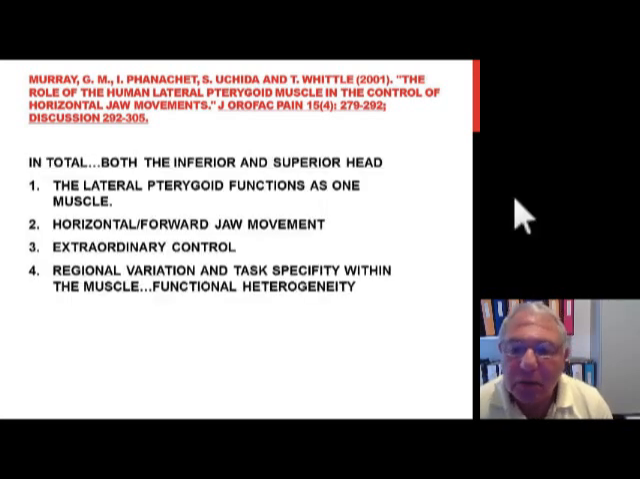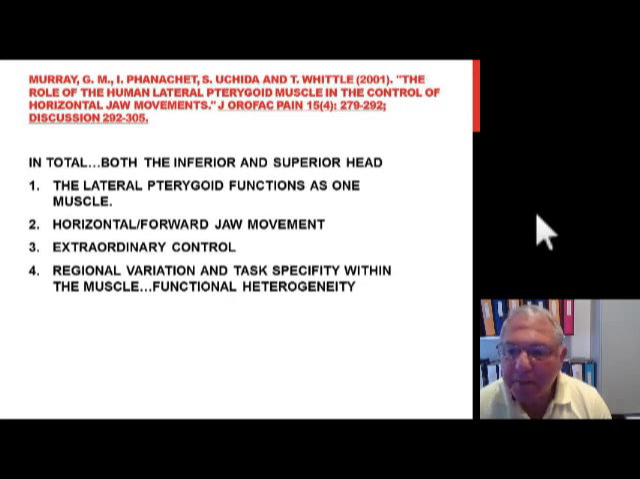In total, when I take a look at all the studies on both the inferior head and the superior head, there were some interesting findings that I'd like to bring to your attention. Number one is that the lateral pterygoid does not have a true reciprocal function in the strict sense of the anatomy as well as the physiology. That this particular muscle complex is actually functioning as one muscle.